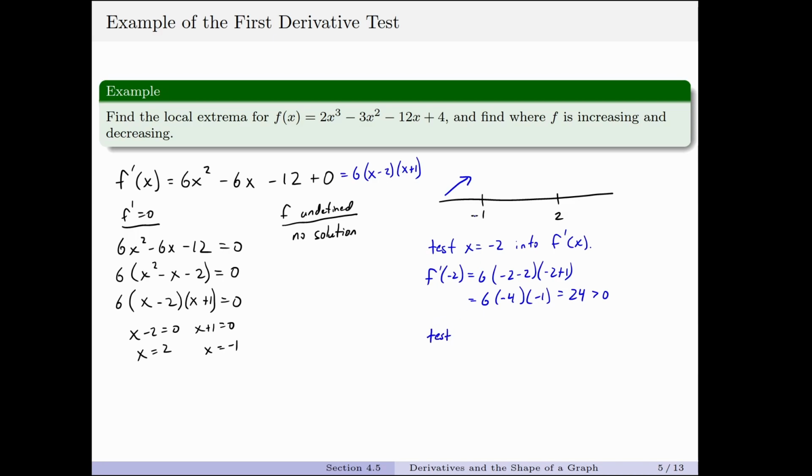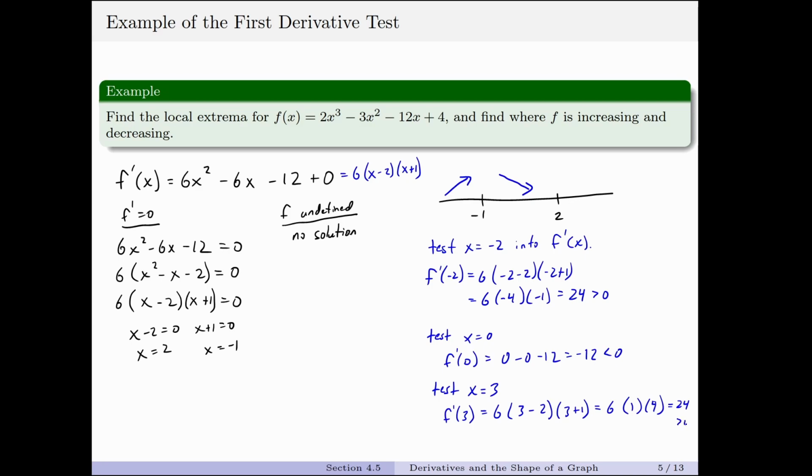Now I'm going to test something between negative 1 and 2. An easy number there would be, say, 0. For 0, I'm just going to plug into this first one because I get 0 minus 0 minus 12, which is negative. Because it's negative, that means that as I move from left to right, the function decreases or moves down. Finally, I pick a number bigger than 2, so I'm going to test x equals, say, 3. When we plug 3 in, we get 6 times 1 times 4, or 24. That's positive. So the function is increasing.